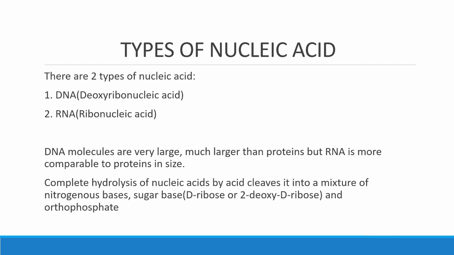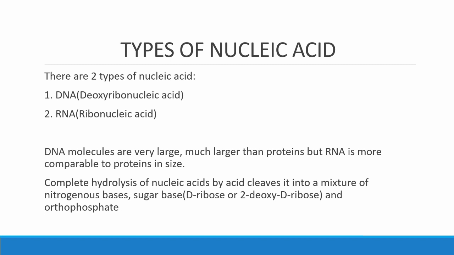There are little differences between DNA and RNA. Both of them are composed of a nitrogenous base, a sugar base, and a phosphate group. But the difference is that DNA is a double strand helix, while RNA is a single strand. For DNA, the nitrogenous bases are cytosine, guanine, adenine, and thymine. For RNA, we have uracil, cytosine, adenine, and guanine.